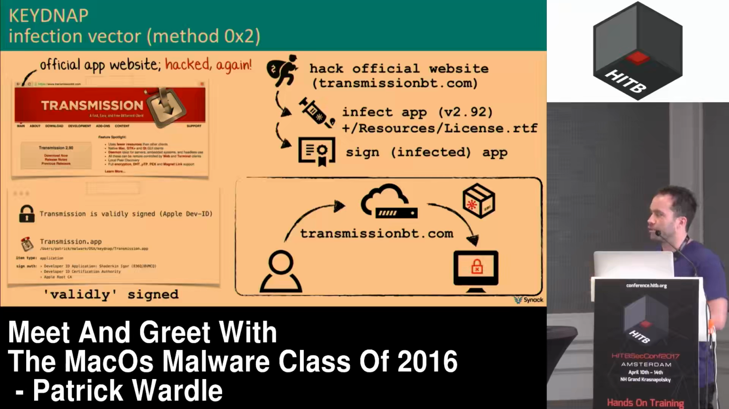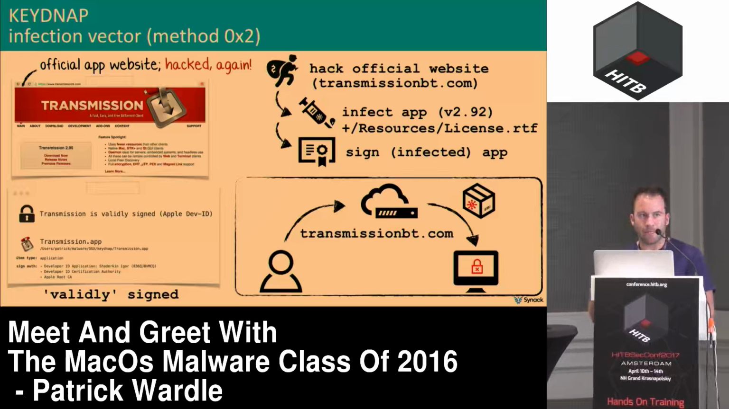Later, another infection vector was discovered, and it turned out it was essentially the same one by which the piece of ransomware we talked about was distributed. The malware authors, probably the same guys or related to the same guys, hacked the Transmission website again and modified the BitTorrent application, and this time injected the malware into the application. So again, when users went to download Transmission, instead of getting just a BitTorrent application, they would get a BitTorrent application and this piece of malware.